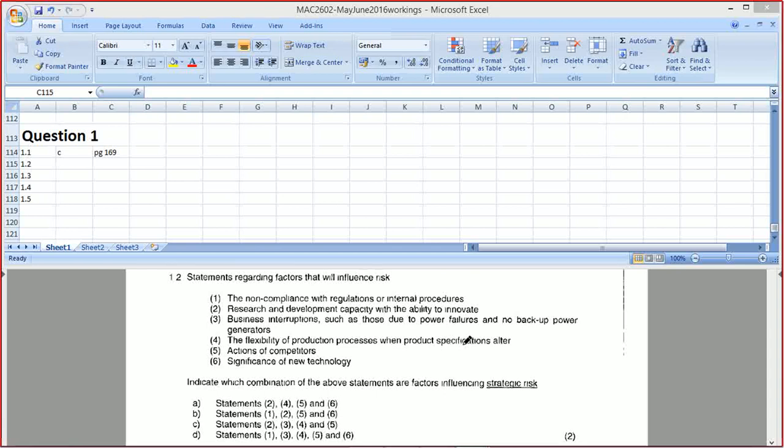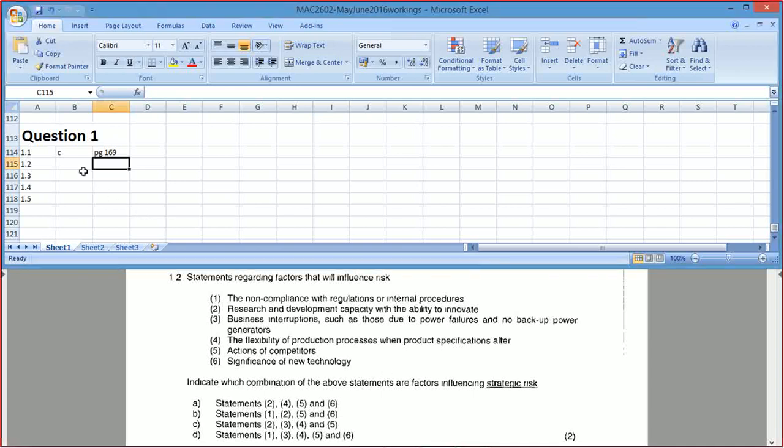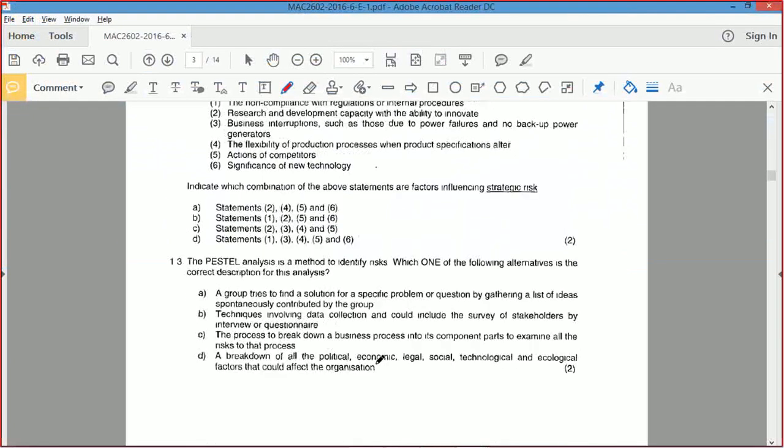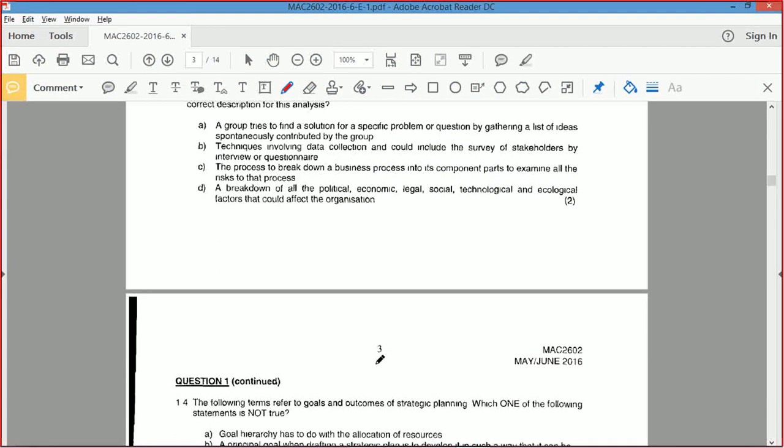So 2 and 4. Actions of competitors, that would affect your strategy. Significance of new technology, that would affect your strategy, because obviously new technology means new developments. Okay, so 2, 4, and 5. A. Yes. Page 178. Theory that you can go over.